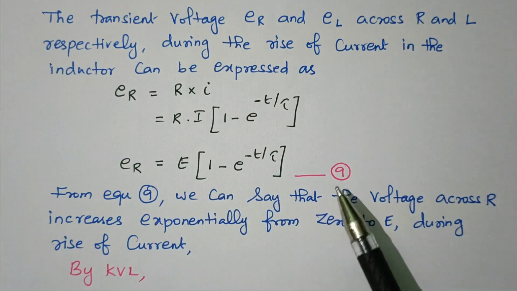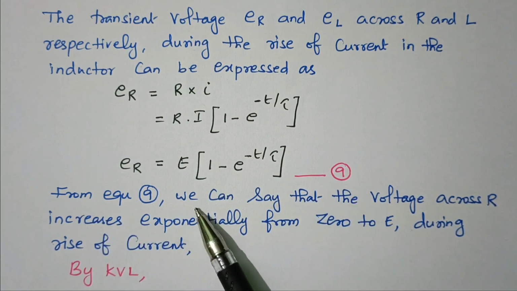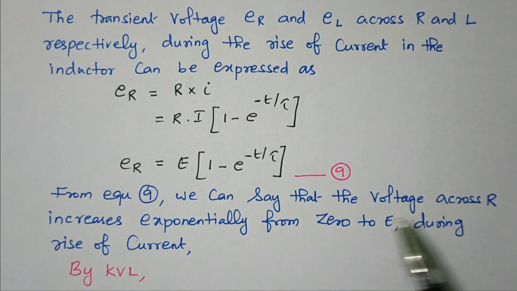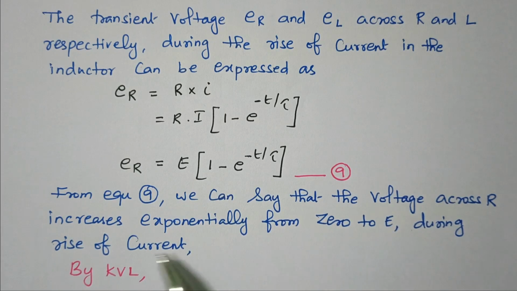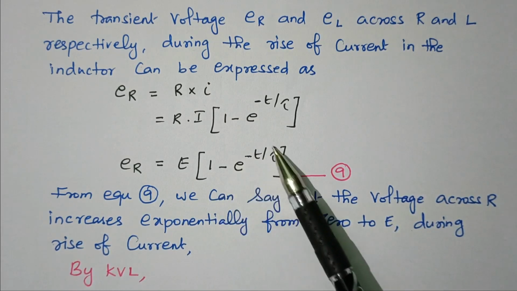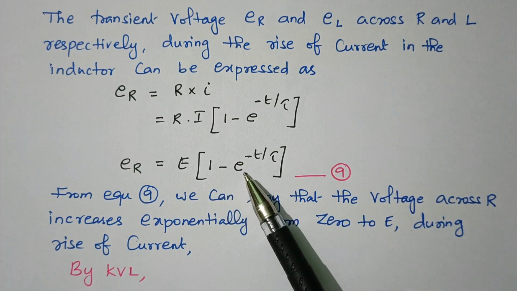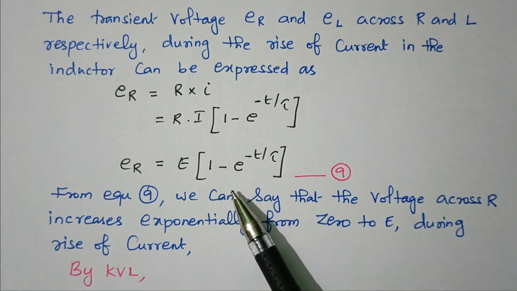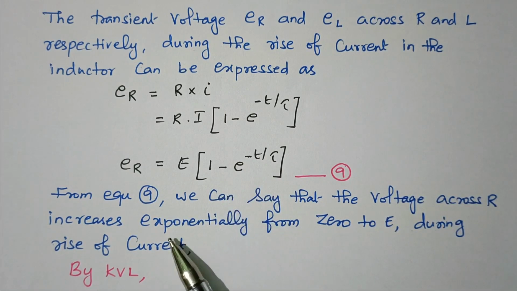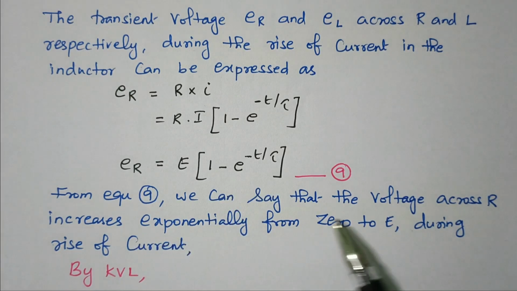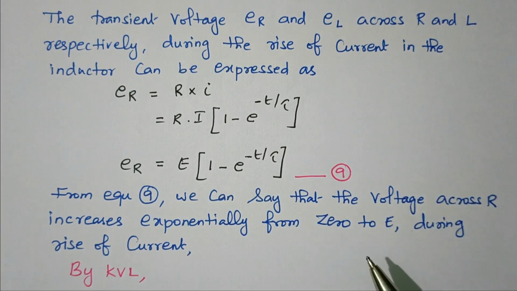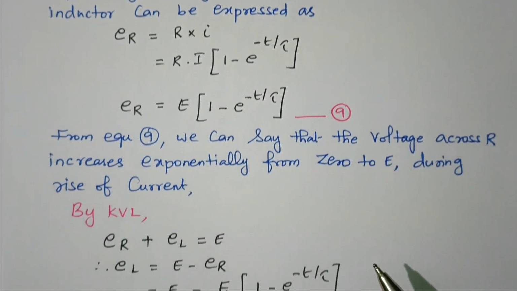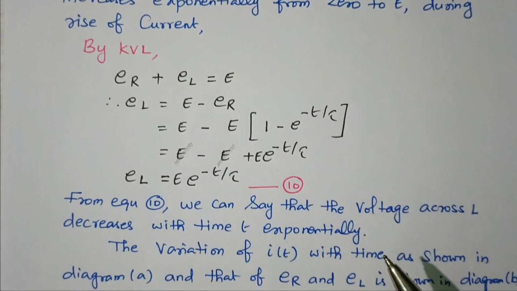So this equation number 9, we can say that voltage across R increases exponentially from 0 to E during the rise of current. Already told this is the decreasing, but 1 minus e power minus t by tau means increasing, right. So when the current rises, the voltage increases from 0 to E during the rise of current. Similarly, what is the voltage across the inductor, EL?